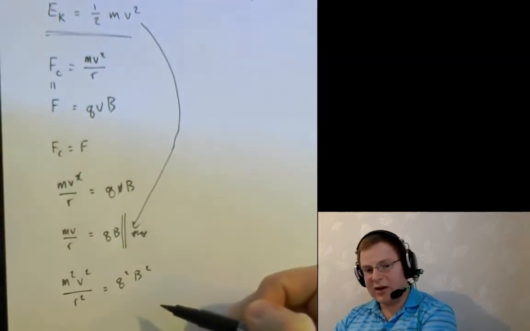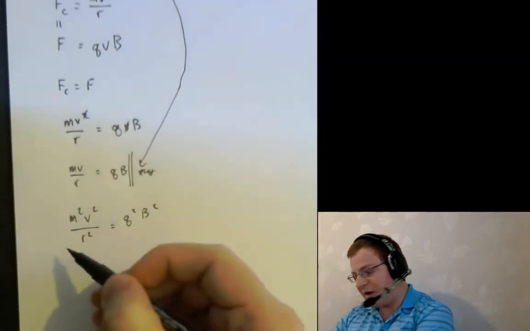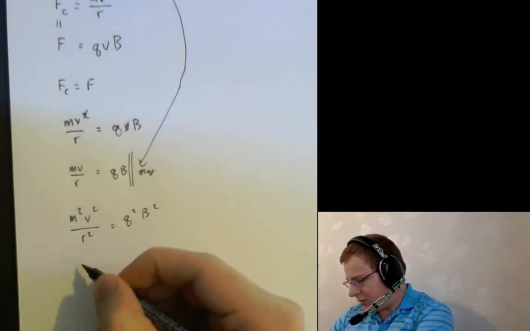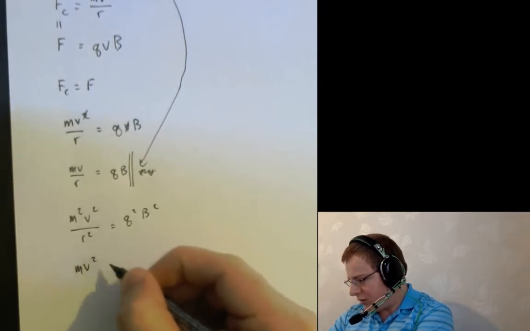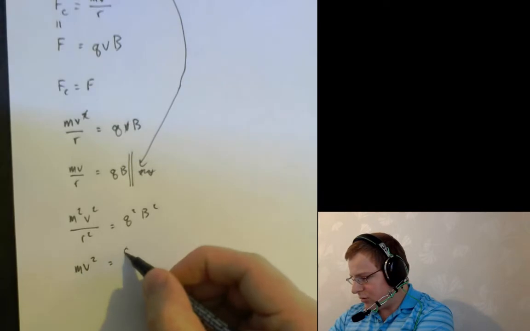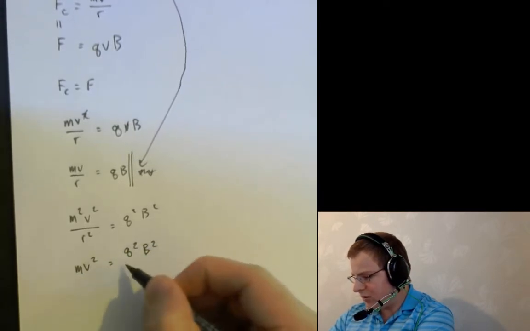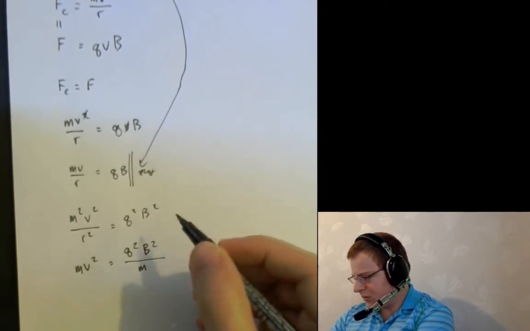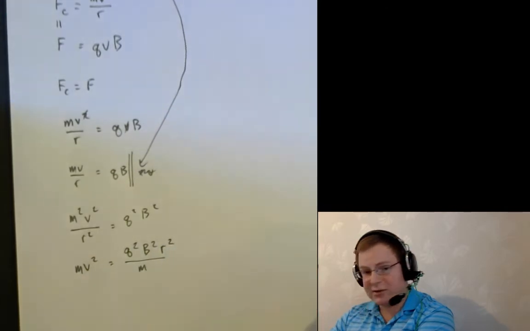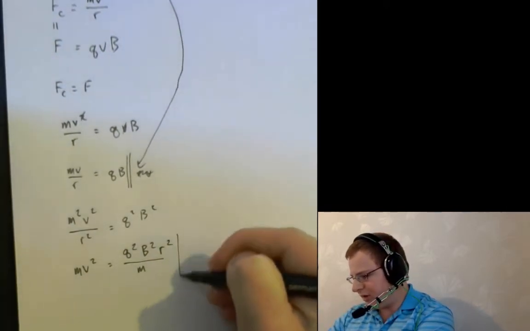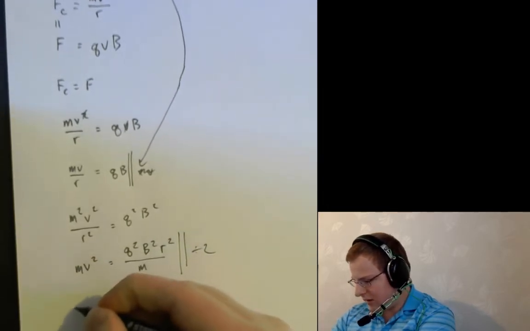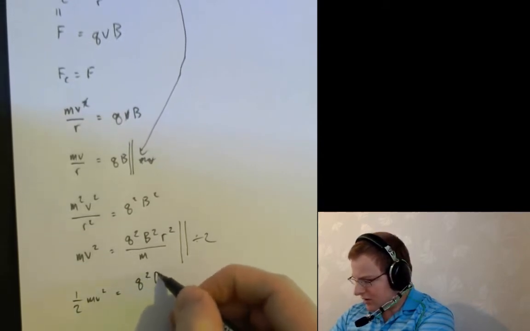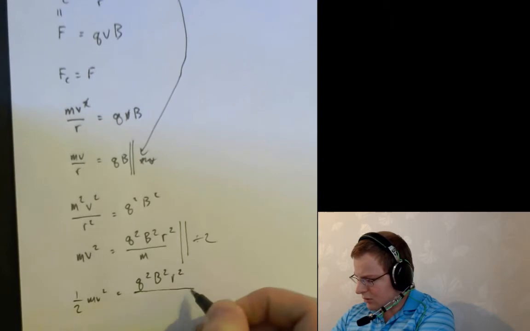And now to make it look more like kinetic energy, you just keep on messing with it until you wind up having 1/2 mv squared on one side of the equation. So you can get mv squared is equal to q squared B squared r squared over m. Then we can divide both sides by 2 and get 1/2 mv squared is equal to q squared B squared r squared over 2m.